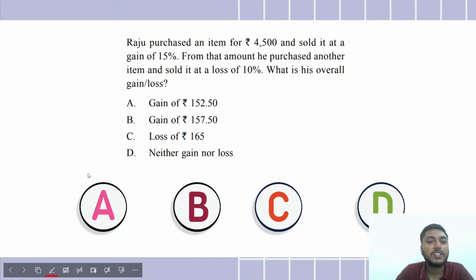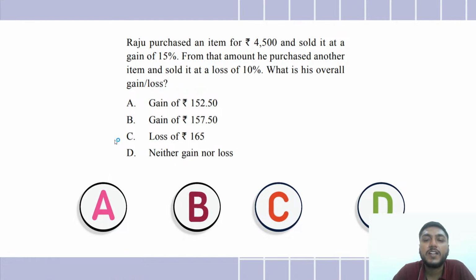So the next question on our screen is: Raju purchased an item for 4,500.